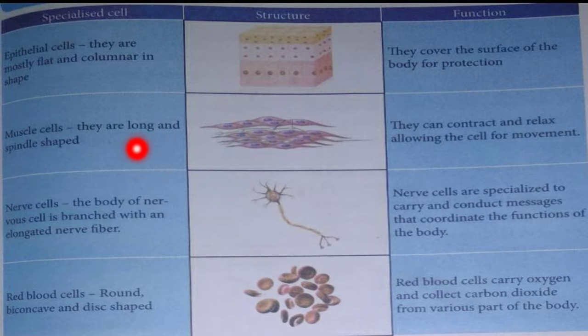Next one is muscle cells. Muscle cells are long and spindle shaped. So they can contract and relax, allowing the body movement. Next one is nerve cells. The body of a nerve cell is branched with an elongated nerve fiber.